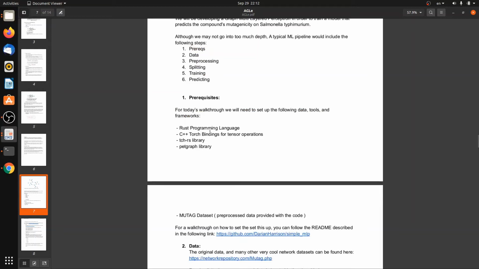For today's walkthrough, we're going to be using the Rust language, and a library that has C++ torch bindings, because remember that these deep learning methods rely very heavily on matrix multiplication. So we're going to need a library that helps us efficiently matrix multiply. Torch seems to be pretty cool because you can use CPU or GPU, whatever hardware you're on. The library we're going to use for this is the tch library. It's a very cool library, and I would encourage you to explore it.